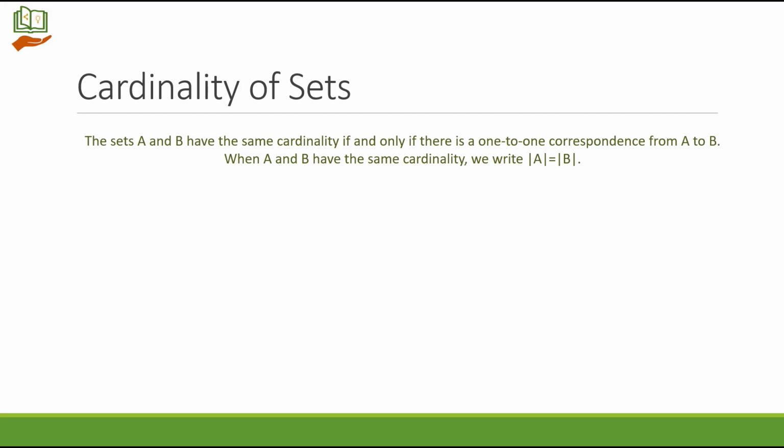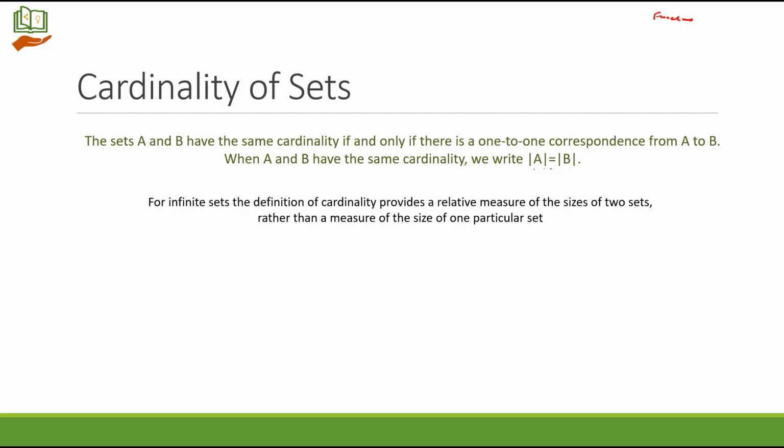The sets A and B have the same cardinality if and only if there is a one-to-one correspondence from A to B. In order to understand this one-to-one correspondence, you need to watch the functions video in the Mathematics for Computer Science playlist. When A and B have the same cardinality, we can write it this way. So the number of elements in A will be equal to the number of elements in B. The size of set A is equal to the size of set B.